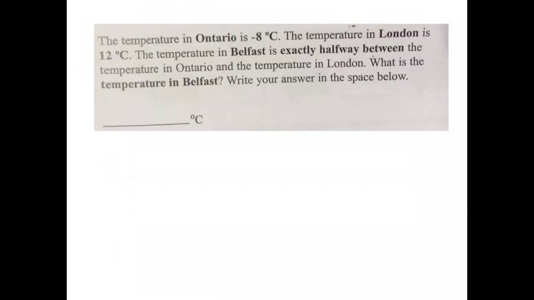The temperature in Ontario is -8 degrees Celsius. The temperature in London is 12 degrees Celsius. The temperature in Belfast is exactly halfway between the temperature in Ontario and the temperature in London. What is the temperature in Belfast? Again, let's draw a quick little thermometer. So Ontario is down at -8 degrees Celsius. London is up at 12 degrees Celsius.